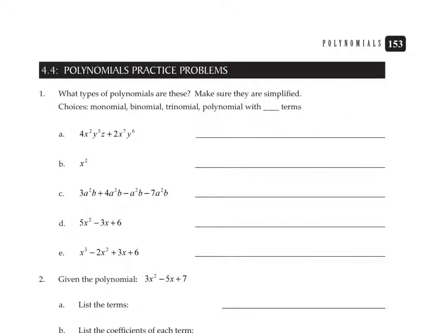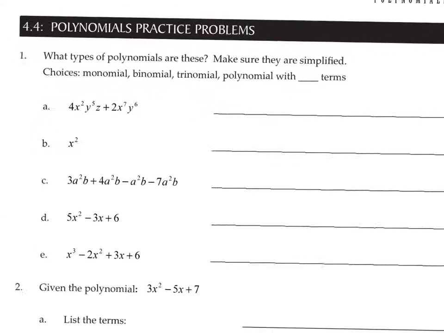All right, in this video we're going to do some practice for Introduction to Polynomials. We're in Al Grosch's book, Developmental Math 2. All right, so the first question is asking us what types of polynomials are these? Make sure they are simplified first: monomial, binomial, trinomial, or polynomial with X amount of terms. So let's enlarge a little bit.